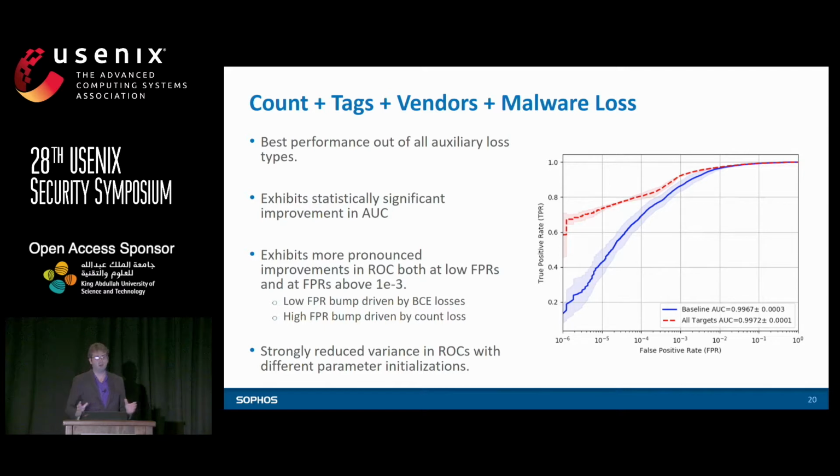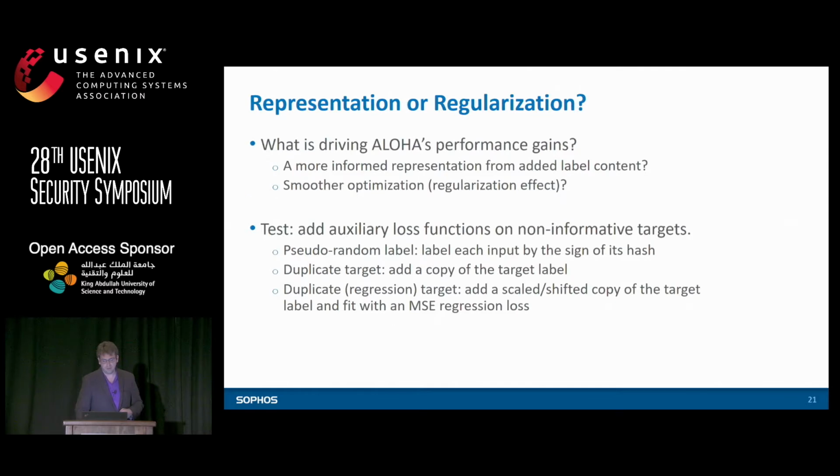We also see two modes of improvement. One sort of at around 10 to the negative third to 10 to the negative 2 false positive rate, which we believe is mostly driven by the count loss. And then we see additionally this very low false positive rate improvement, which we believe is mostly driven by these multi-objective binary cross-entropy losses. We further see that we have reduced variance in terms of our overall ROC curve across all of these different initializations, which is also useful.